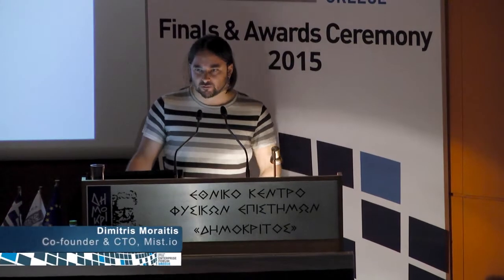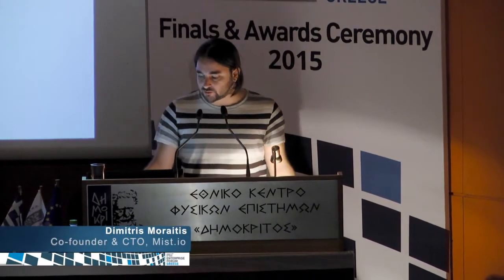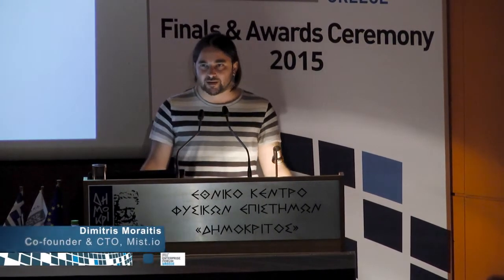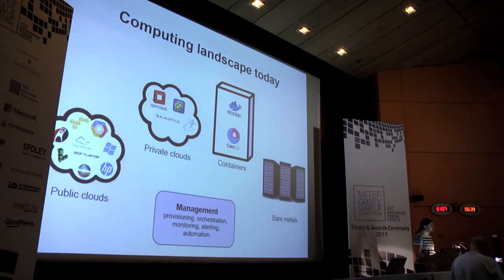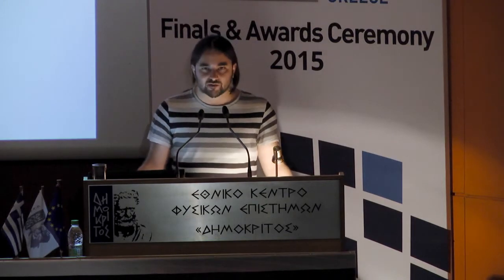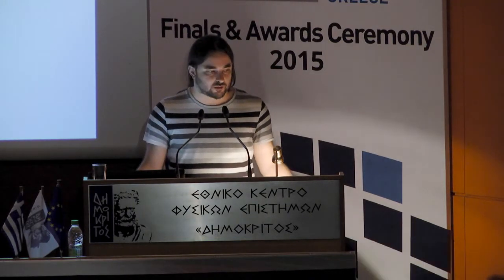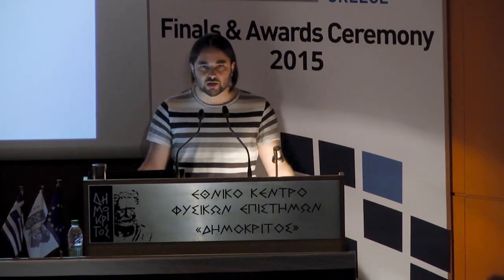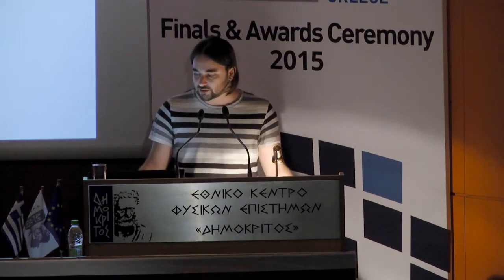So let's take a brief look on the ways we do computing today. A lot of it happens on public clouds like Amazon EC2 and Google's Compute Engine. There's a lot of competition here. Then we have a bunch of private cloud platforms that power enterprise data centers like VMware's products and OpenStack.